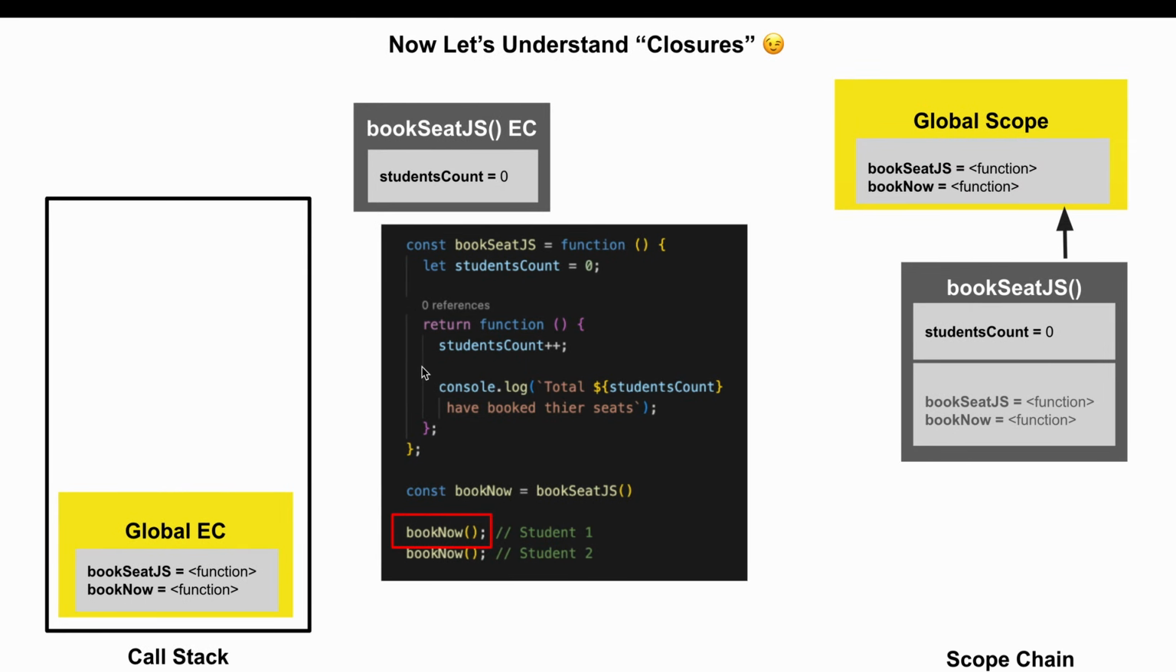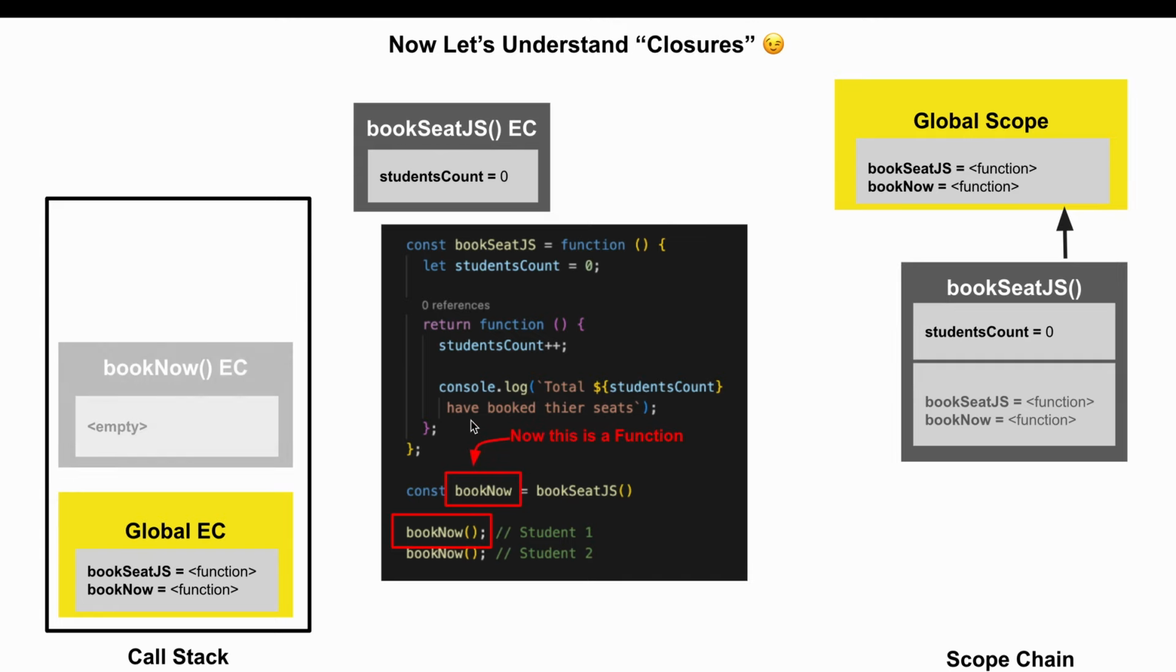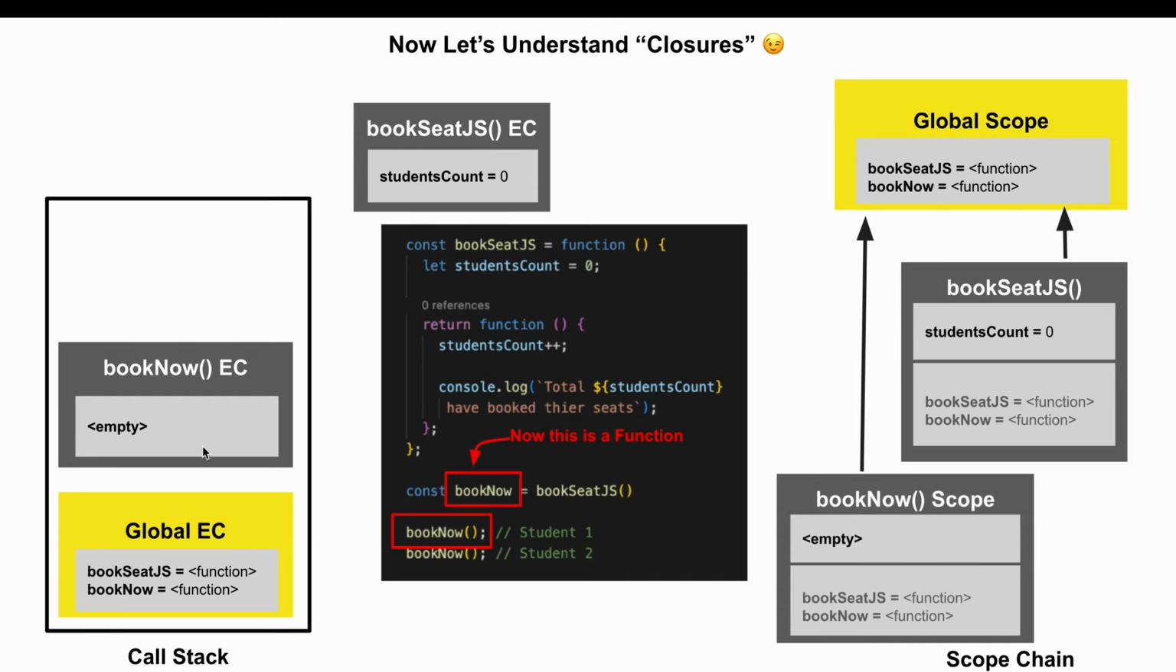So this is where we left off last time. Now we have called this bookNow function. So what will happen? A new execution context will get created. As you can already see, this is now a function because bookseed.js has returned a function, which is this thing, and then we have called this bookNow. On top of the global execution context, a new execution context will get created. But the variable environment for this bookNow is empty.